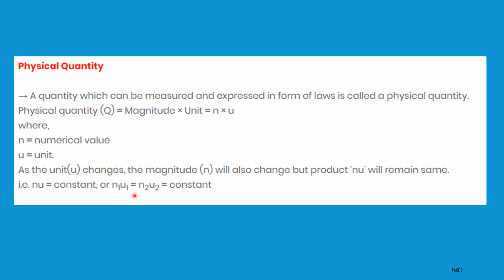n1 u1 will be equal to n2 u2, always a constant. If you are converting a unit from one form to another, after converting, the product of magnitude and unit, otherwise numerical value and unit, will always be constant.